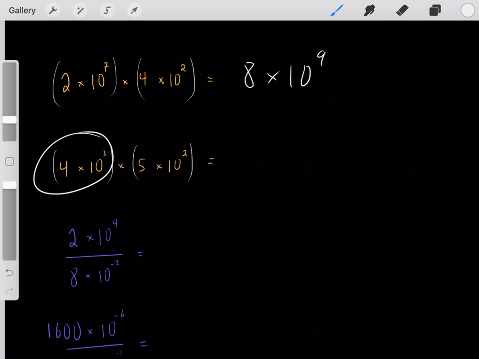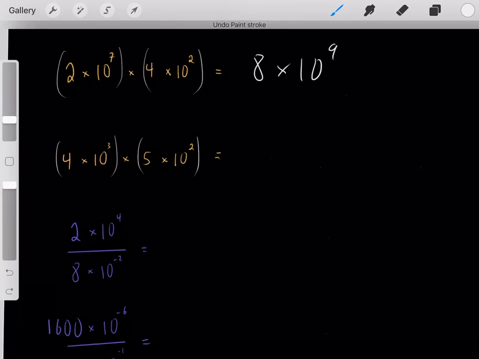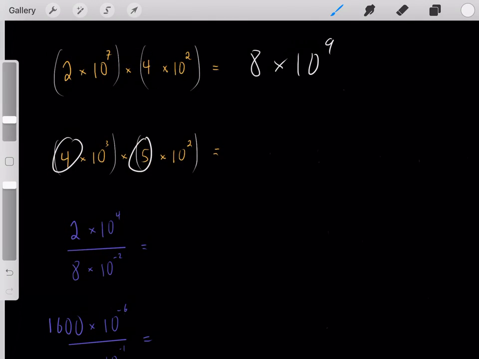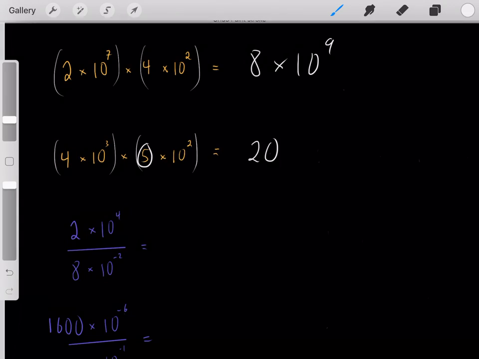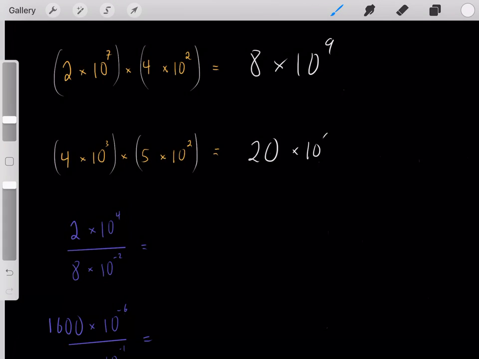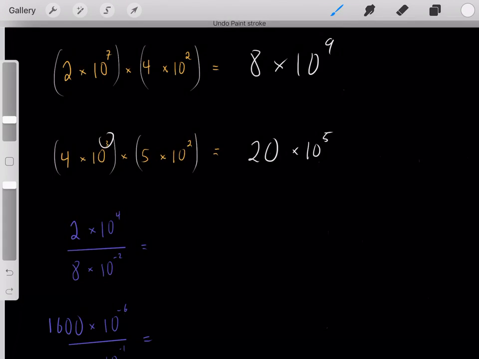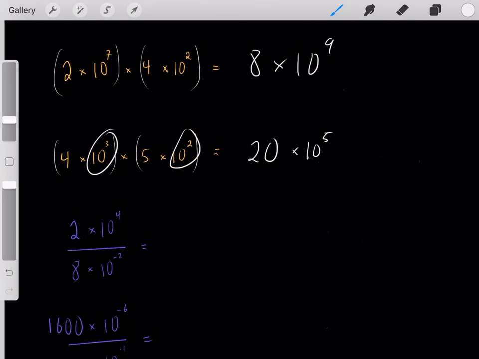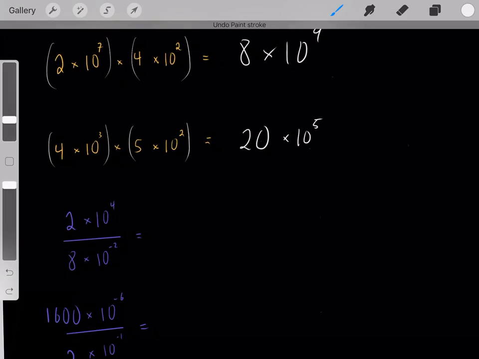So how about 4 times 10 to the 3 times 5 times 10 to the 2? Well, again, first I like to focus on the little guys. So 4 times 5 we know is 20. So now we've taken care of the little guys. Now we can focus on the big guys. And we know how we take care of these big guys. We simply add these exponents. So this equals 10 to the 5. 3 plus 2 is 5. So again, when you're multiplying exponents, you add the exponents.